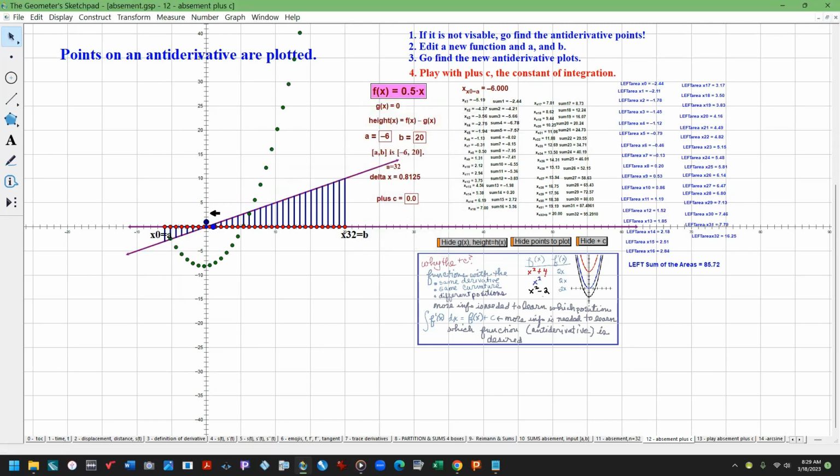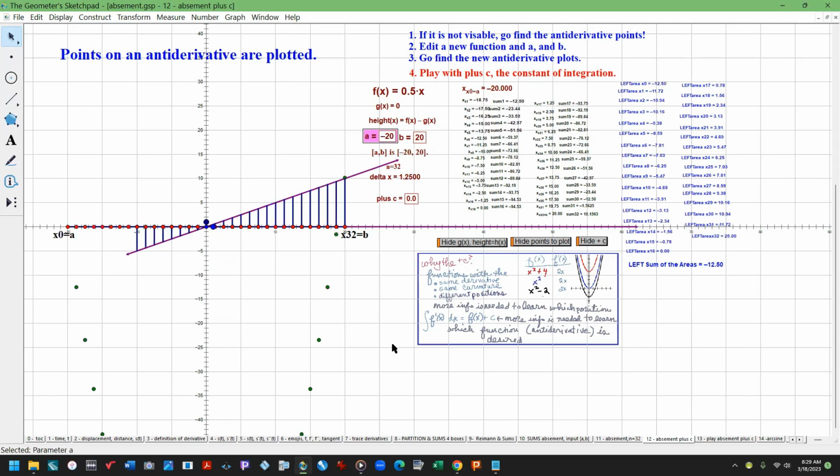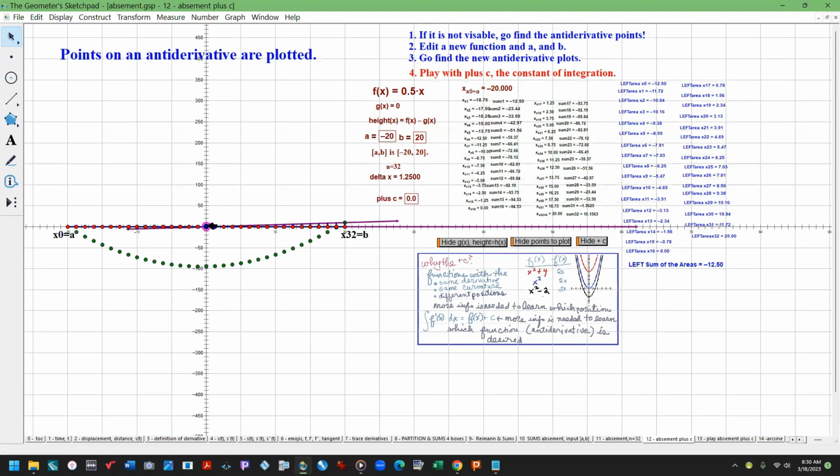Better, you can see the shape here. The more parabolic. Let's make this down to -20. That's too much for me to use. No, I can do it that way. And let's see if I can just adjust this.